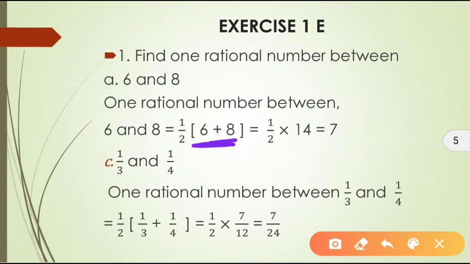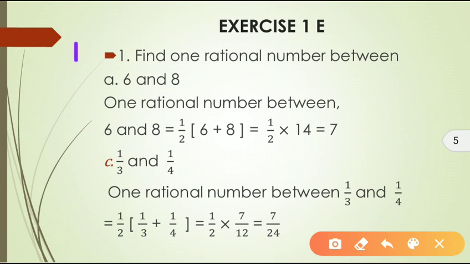When you add this you will get 14, and when you cancel it you will get 7. That means this is the one rational number between 6 and 8. Next question is 1 upon 3 and 1 by 4. You need to find only one rational number between these.